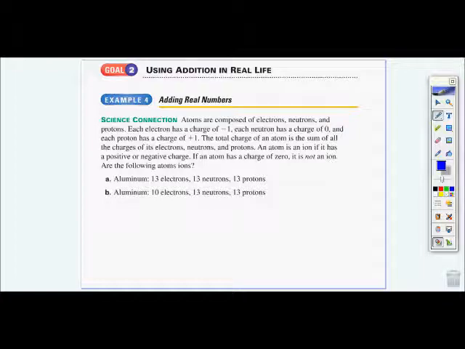Using addition in real life, we're going to go back to science again, and we're going to talk about atoms. Atoms are composed of electrons, neutrons, and protons. Each electron has a charge of -1, each neutron has a charge of 0, and each proton has a charge of +1. The total charge of an atom is a sum. An atom is an ion if it has a positive or a negative charge. So if an atom has a charge of 0, it is not an ion.